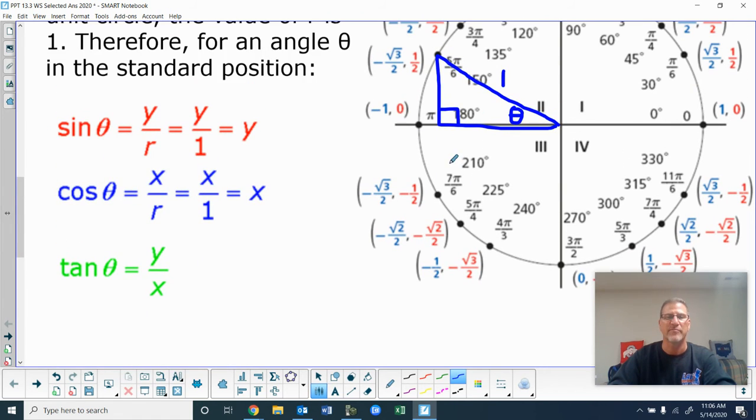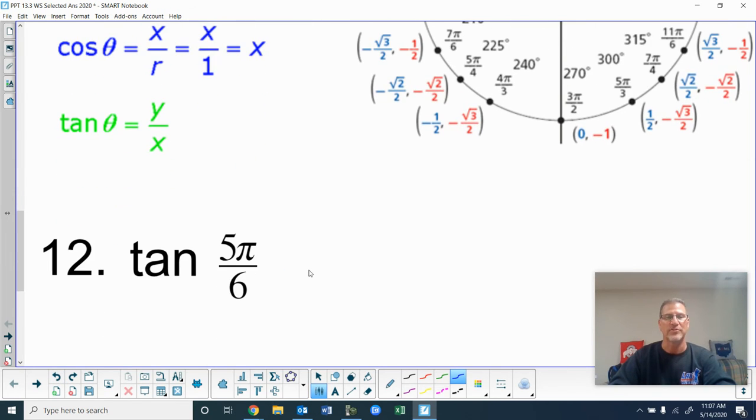We're just going to look at these. And again, I used the 5 pi over 6, so I'm going to delete those so you don't have to look at that. It's not in your way. All right, so we're doing 5 pi over 6.